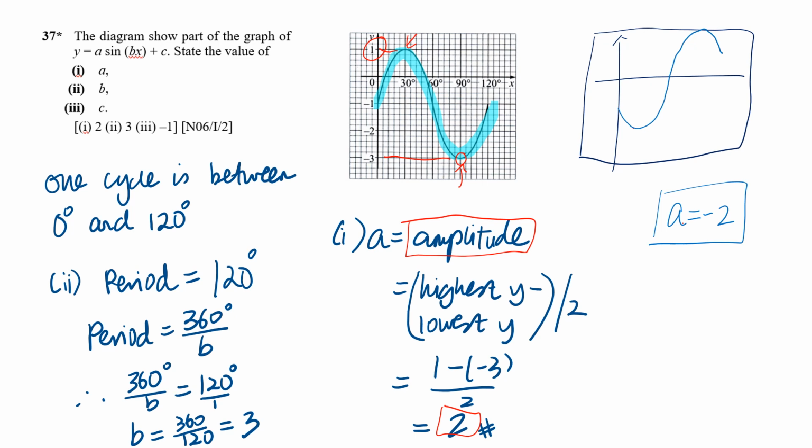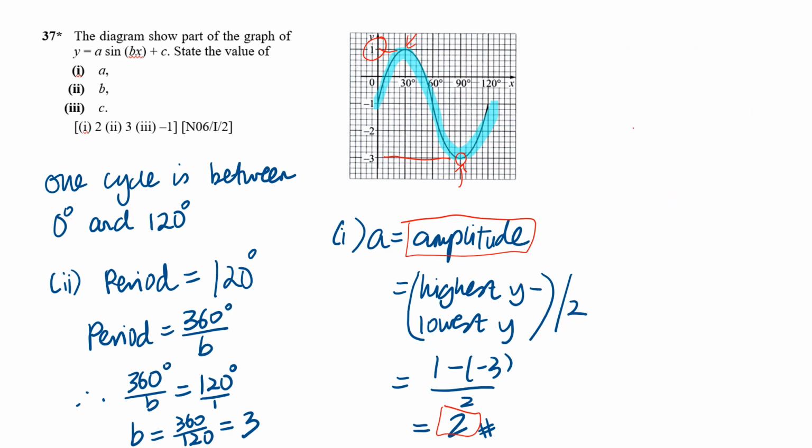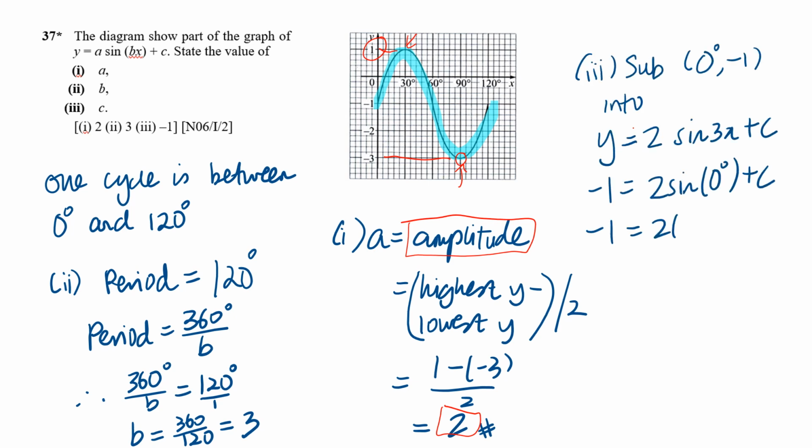Then how do you find part 3? Basically you can just use the maximum or the minimum point. I'm going to erase this one here because I need the space to do part 3. So I use the maximum point instead. Oh, sorry, I use minimum. I use the minimum point, which is 0 degrees, negative 1.